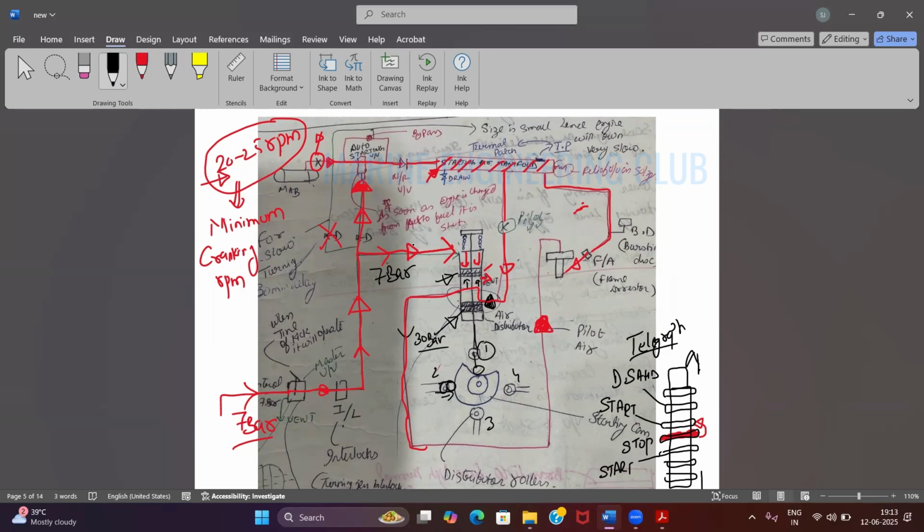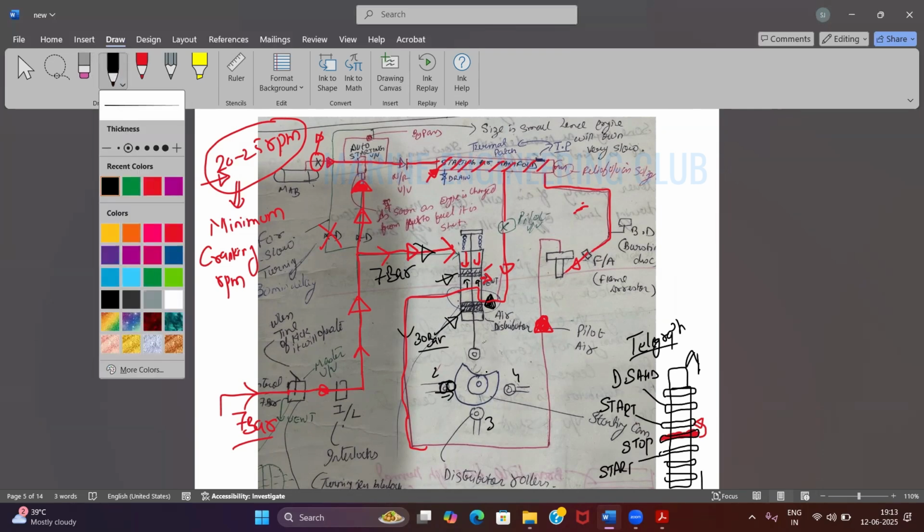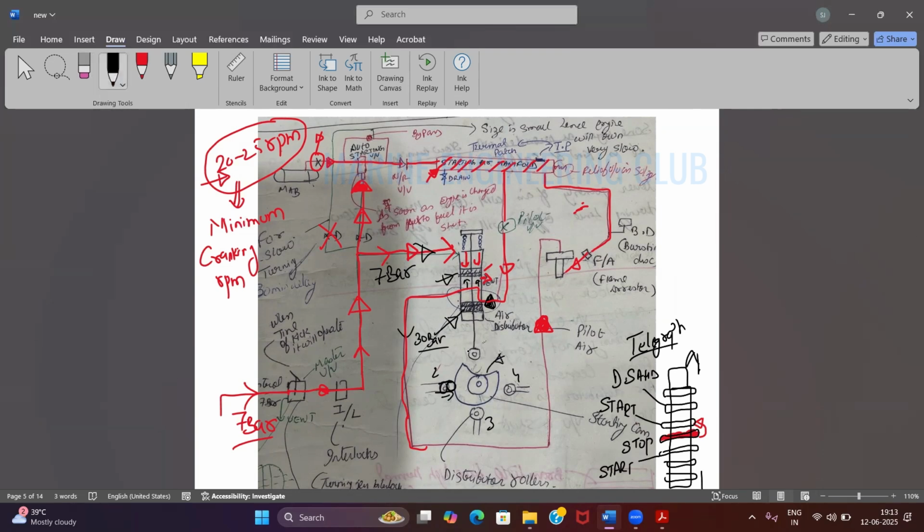So this 7 bar air will be going to all the units. But only that particular unit whose roller is on the negative part of the cam. This is the negative cam; I will explain later on about the negative cam also. Only this roller can come down when the 7 bar pressure is acting on top. Agreed?